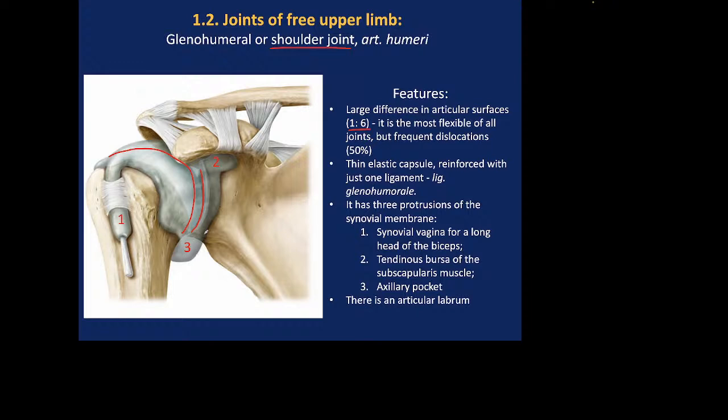This factor gives quite big freedom for movements, but this is also a negative feature, because in this joint we have half of all dislocations in our body. That is the most dislocated joint. The joint has an elastic capsule, and it is reinforced with just one ligament. It is called the glenohumeral ligament. The glenohumeral ligament is located on the superior surface of the joint.